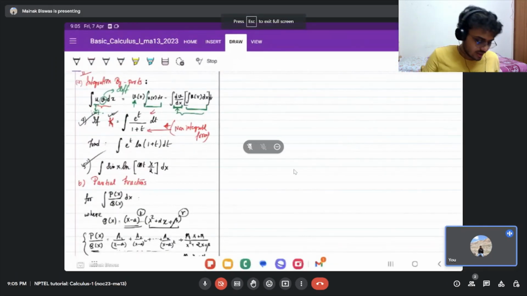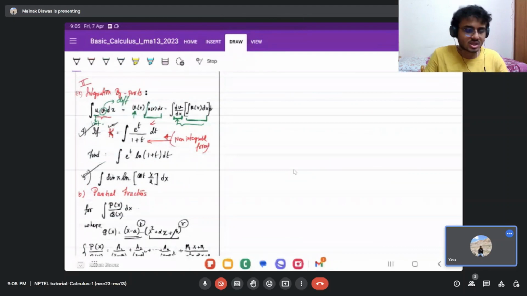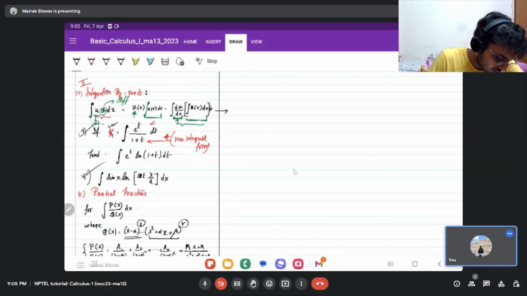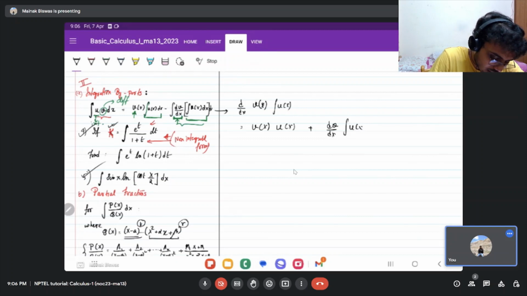So let's start. We were talking about integration by parts. We showed that this is the formula of integration by parts. Taking the derivative of the right hand side, we found that it is equal to u(x) times v(x) plus dv/dx times the integral of u(x). This is what the second part of the derivative turns out to be.